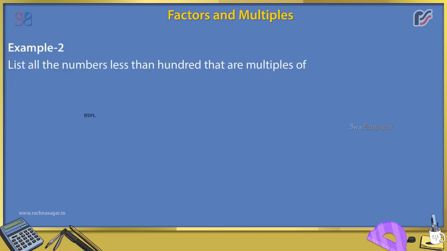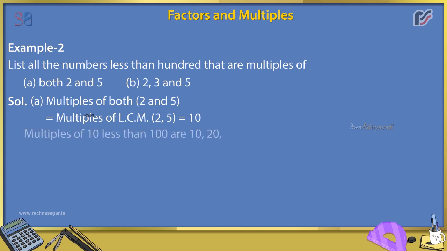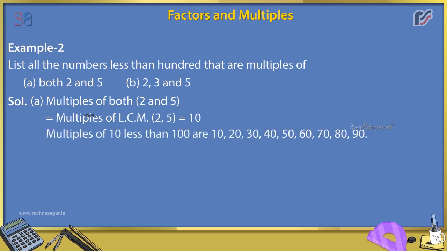Example 2. List all the numbers less than 100 that are multiples of A. Both 2 and 5. B. 2, 3 and 5. Solution. A. Multiples of both 2 and 5 is equal to multiples of LCM of 2 and 5, which equals 10. Multiples of 10 less than 100 are 10, 20, 30, 40, 50, 60, 70, 80, 90.